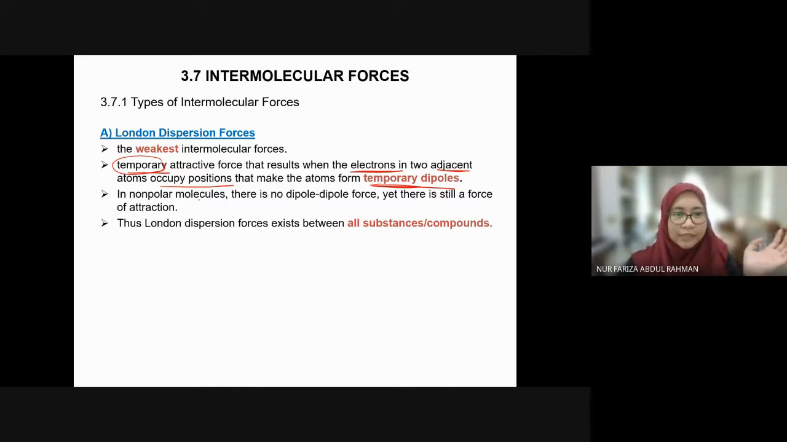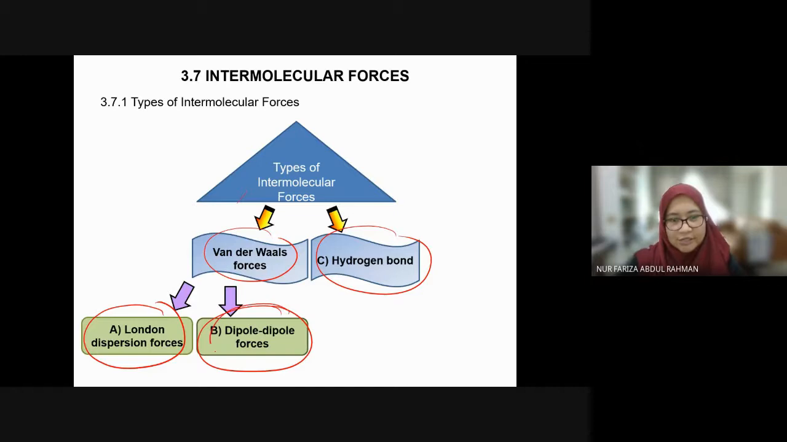In a non-polar molecule, there is no dipole force. Of course, because it is non-polar, there is no dipole. Non-polar has no poles. So by right, there are no dipole forces here. This is only present for polar molecules, guys.